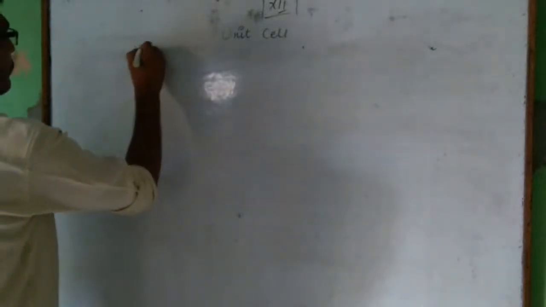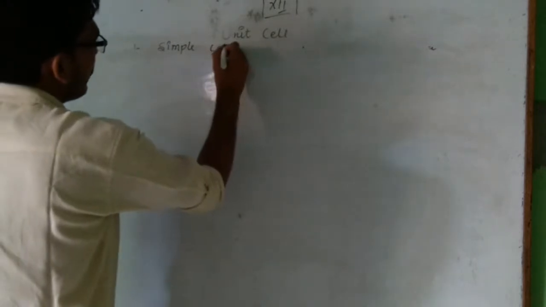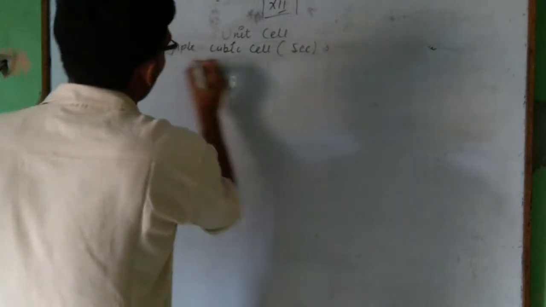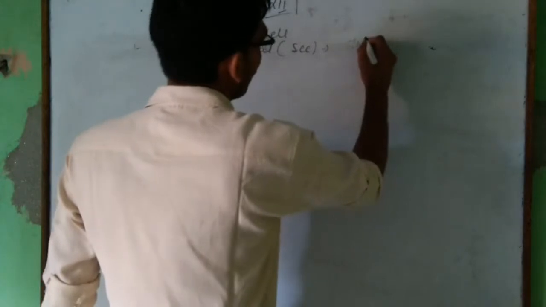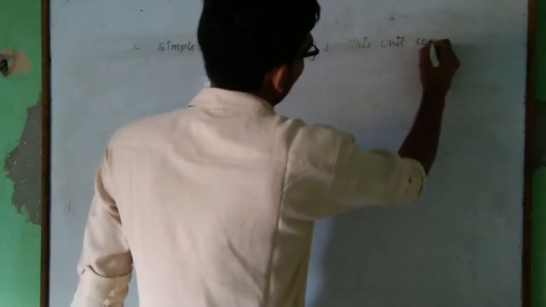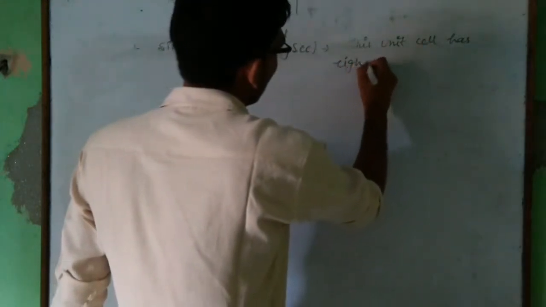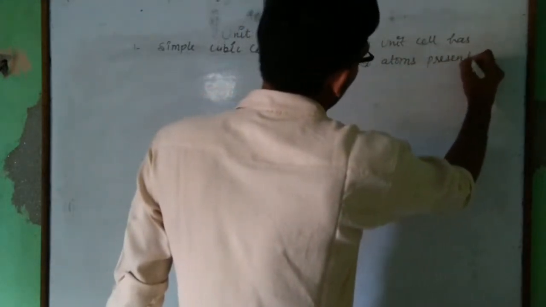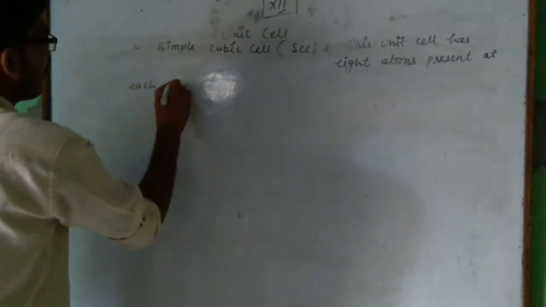So the very first unit cell is the simple cubic cell, SCC. This unit cell has 8 atoms present at each corner.